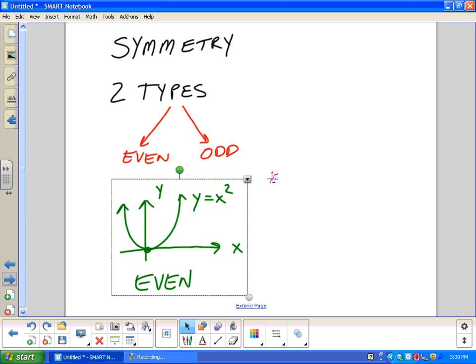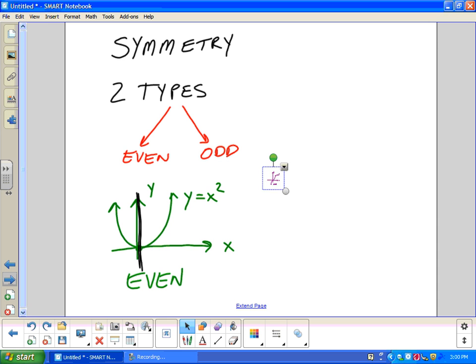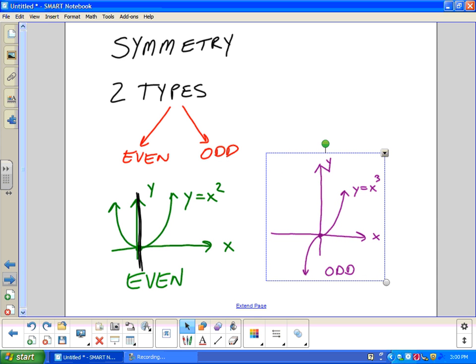And an even function can easily be described that it reflects across the y-axis. It reflects across x equals 0. The same on both sides. And an odd function rotates about the origin. And I always say it's the same in the first and third. If I rotate this around, it's the same curve down here. First to third quadrant rotation.